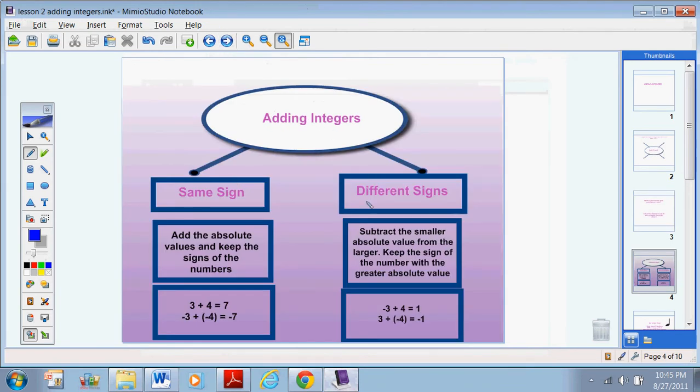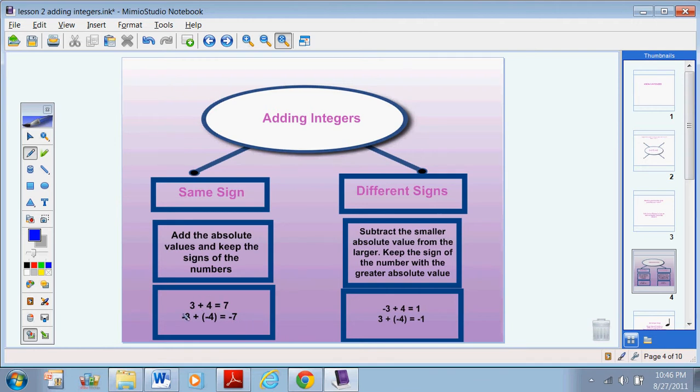Okay, go ahead and copy this down in your notes. When we are adding integers, if they are the same sign, we want to add the absolute values and keep the sign of the numbers. For example, 3 plus 4, they're both the same sign. 3 is positive, 4 is positive, so we get 7. Okay, -3 plus -4, same sign, however they are negatives, so we add them and we keep the negative sign.